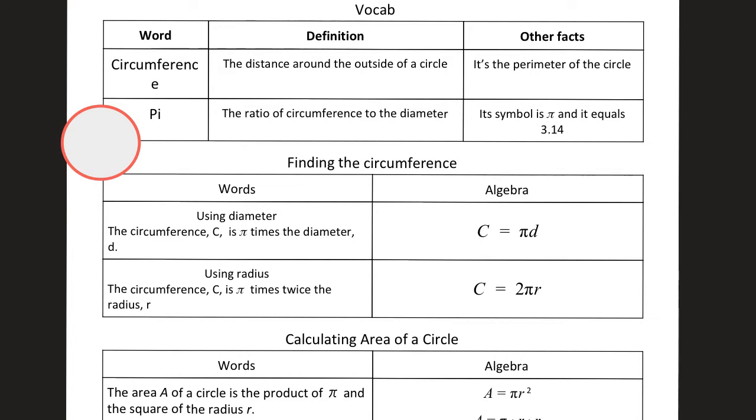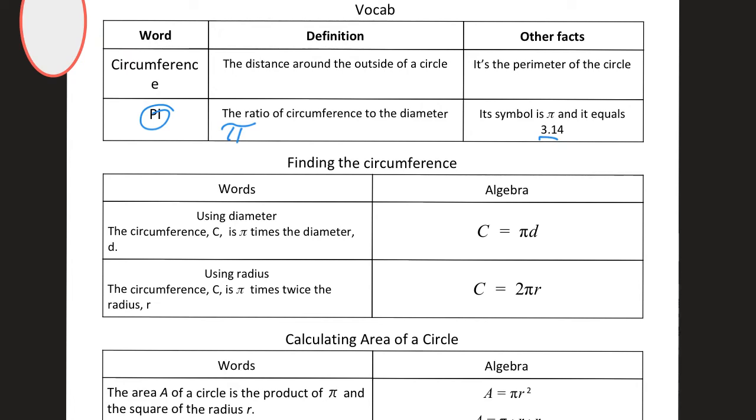And then we need to make sure we remember pi. It looks like this, and it's equal to 3.14. Okay, so to find the circumference, there's a couple different ways to do it. If we use diameter, the circumference C is pi times the diameter. So C equals pi times the diameter. Okay.